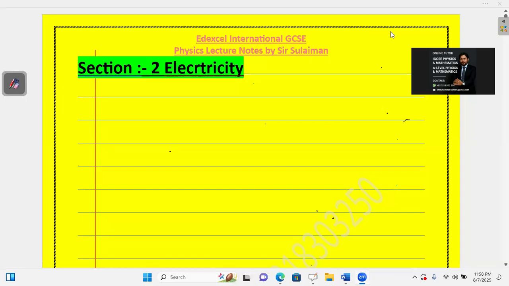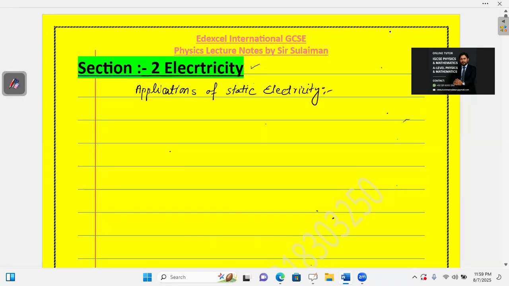Today we will move towards our last section of this topic of electricity. We are moving towards applications of static electricity.